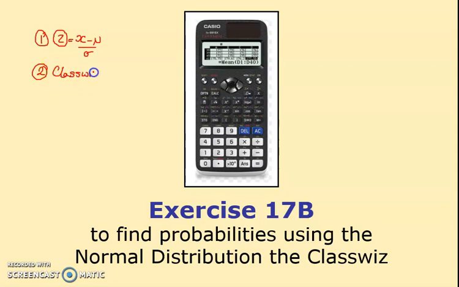And when you use the Classwiz properly, you don't then need to worry about this Z, this standardized variable at all. But bear in mind, there are occasions when we've got no choice but to use the Z. So if we're finding probabilities, we will always, given the choice, unless it tells us not to, use the Classwiz. That's when it's brilliant. But there are occasions when the Classwiz isn't good enough. So let's bear that in mind, but then get on with this today.